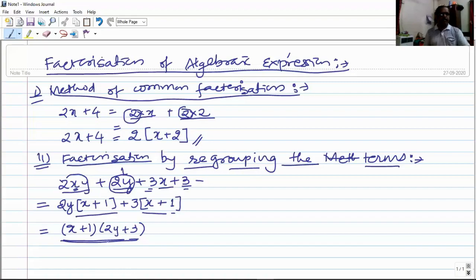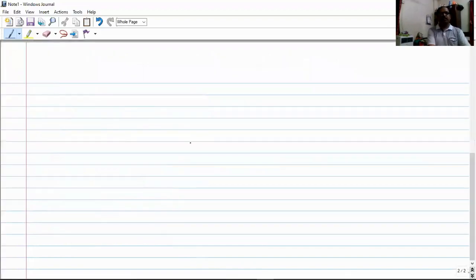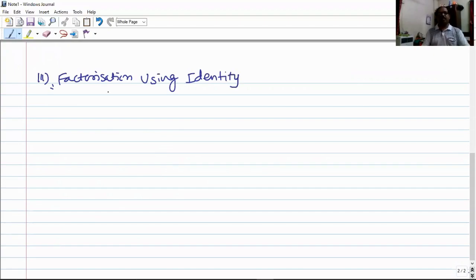So after that we have one more method. What is that method? The name of the method is factorization using identity. The third method is called factorization using identity. So what are the identities we have seen up to now? Can anyone remind? Identity means the algebraic identities we have seen up to now in this same topic, right?